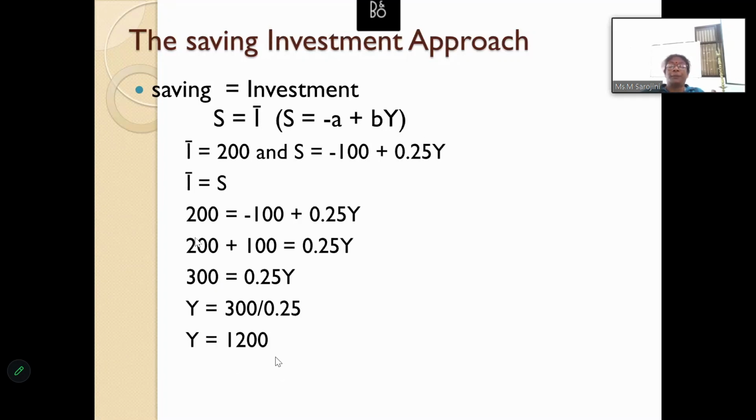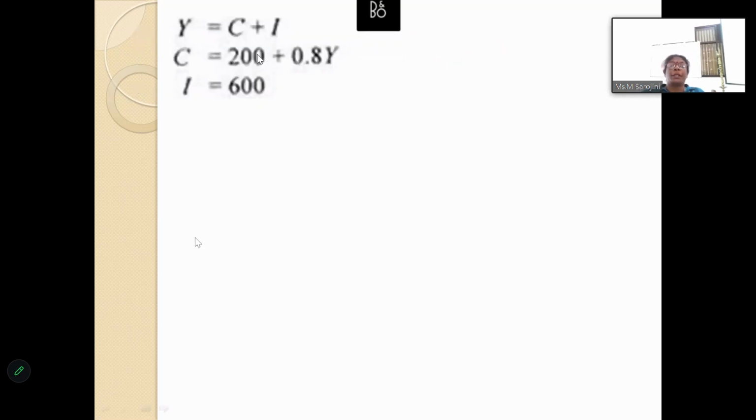According to the two approaches, the saving and investment approach as well as aggregate demand and aggregate supply, the income level is equal. The national income is equal. That is proved here. Also, using this information, you are requested to derive the national income using the saving and investment approach. Can you do it?